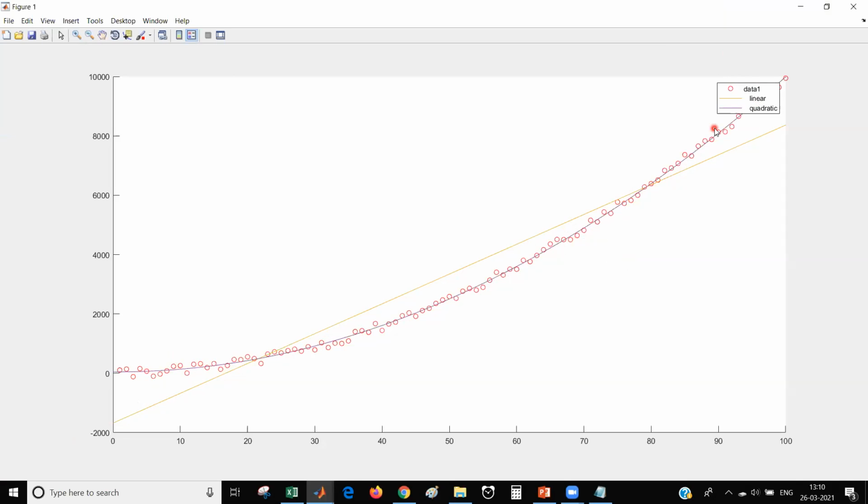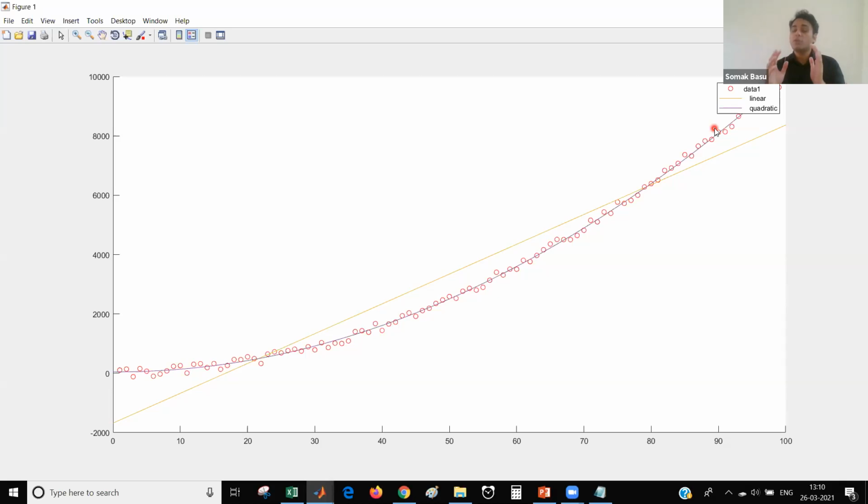That means this data set cannot be modeled. This is a very important statement that I'm making. This data set cannot be modeled using a linear regression model. You have to go for a non-linear regression model in this case because of the nature of the data.